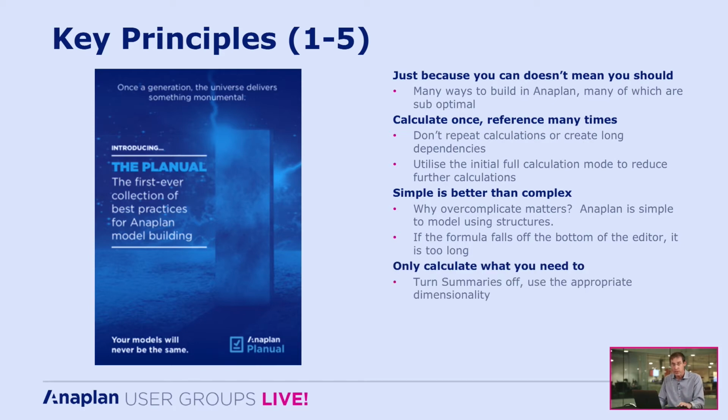Only calculate what you need to. So again, using calculation modules, summary options don't need to be on most of the time. Use the right dimensions. So don't do a calculation that only changes by time in a module dimensioned by customers and products, because it's just doing it for no reason.